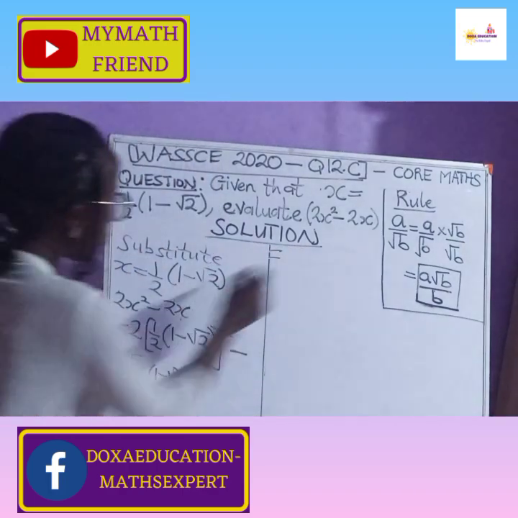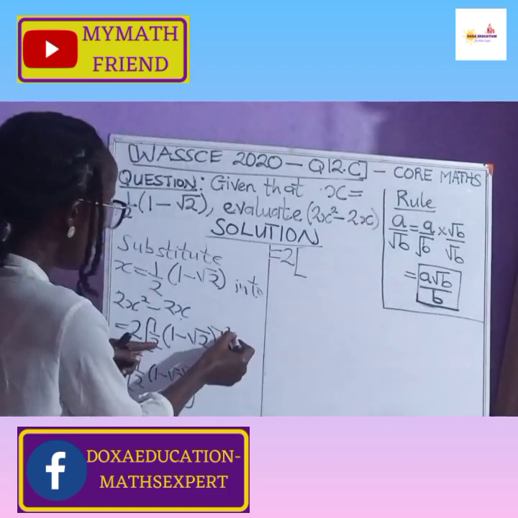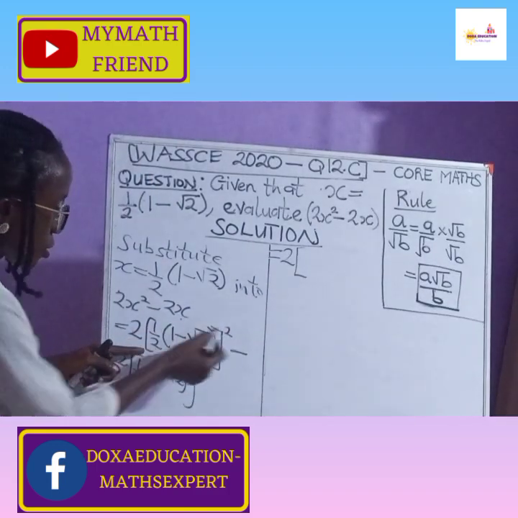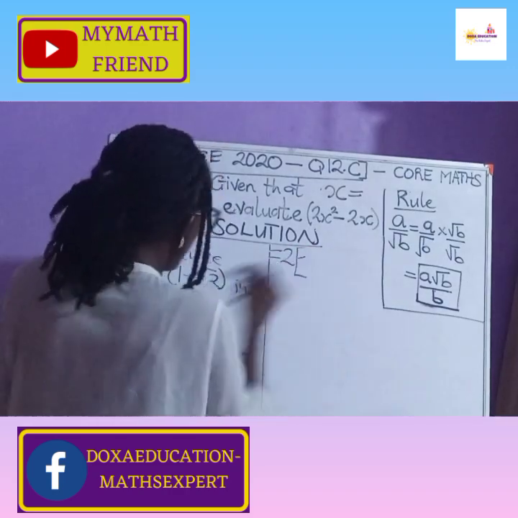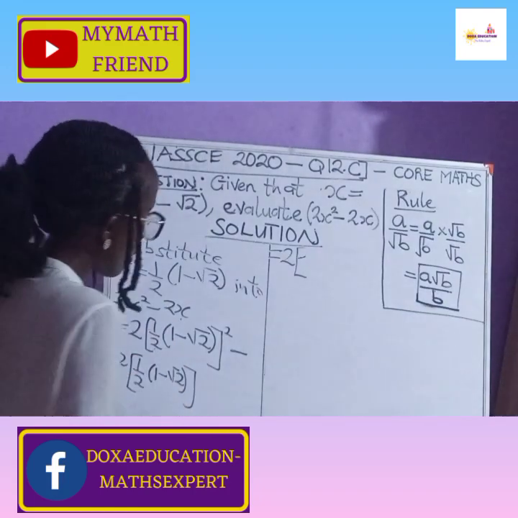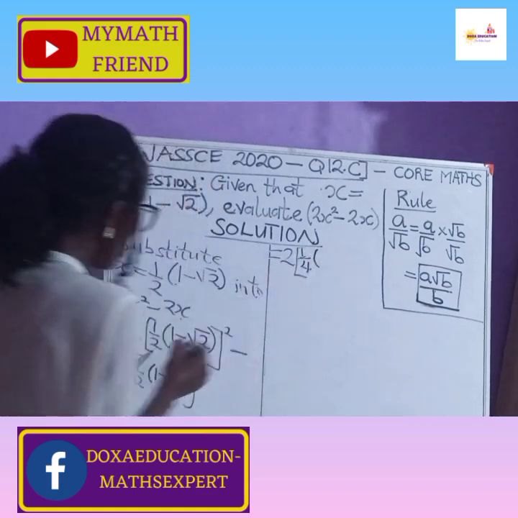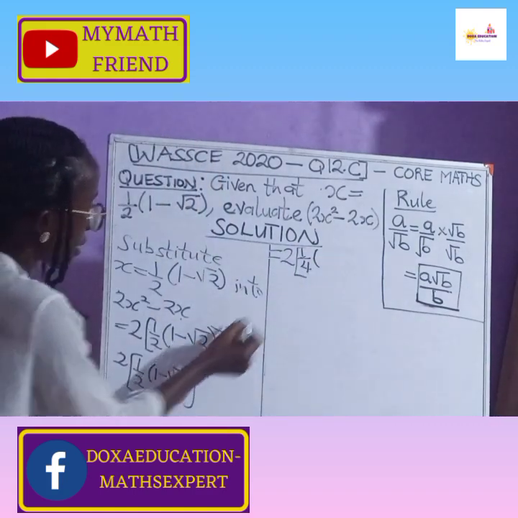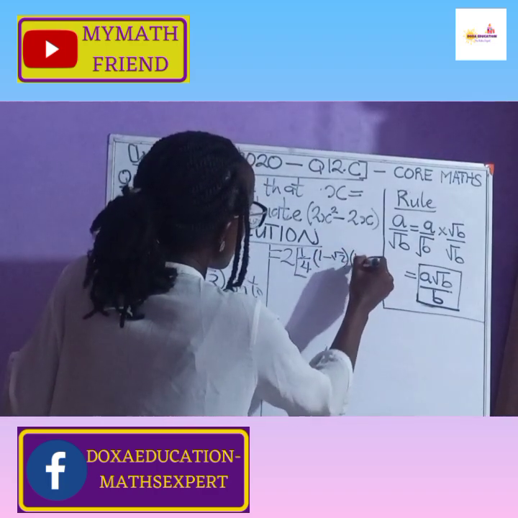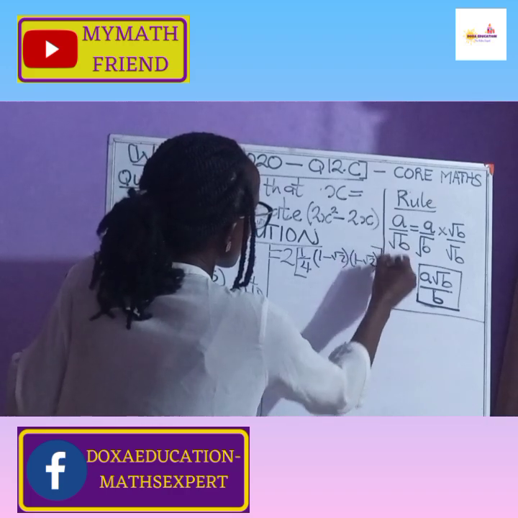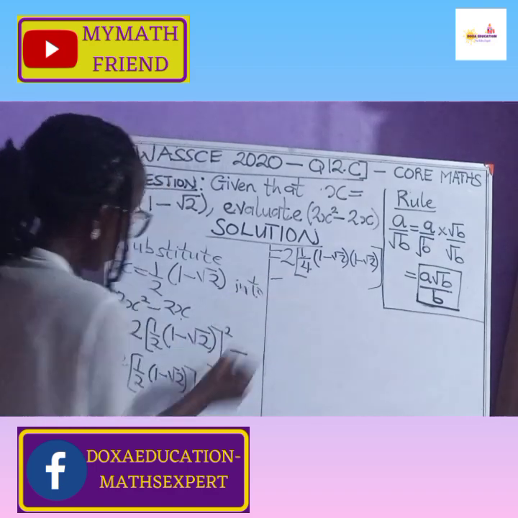So this becomes, the 2 is still outside. Let's first deal with the exponent. So the half affects the 1, also affects the 2. So 1 squared is 1, 2 squared is 4, so 1 out of 4, times 1 minus root 2 squared. So we expand it: 1 minus root 2 times another 1 minus root 2. Good, like this. For the first one, minus the second one.